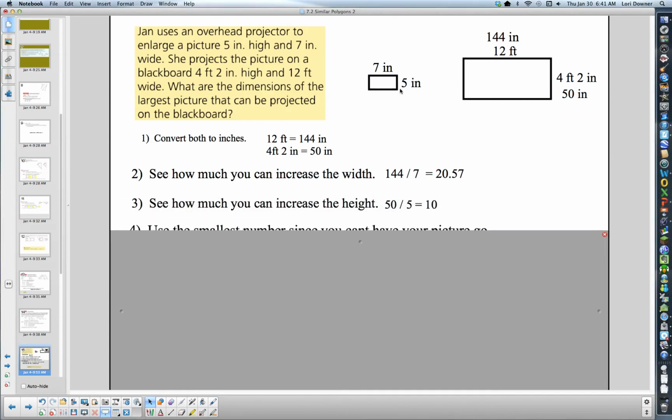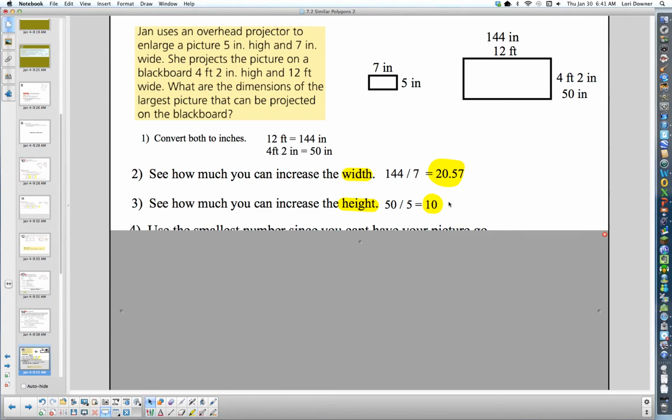So I've got 5 inches here. I'm going to see how many times it goes into this 4 feet 2 inches, or 50 inches. So 50 divided by 5 is 10. So we see here that I could increase it 20.57 times for the width, and the height I could only increase by 10 times in order for it to still fit.